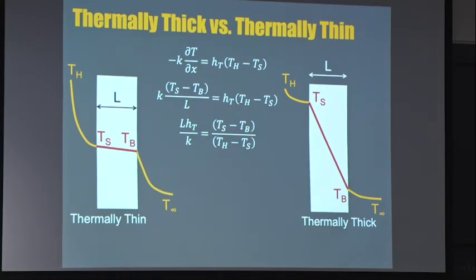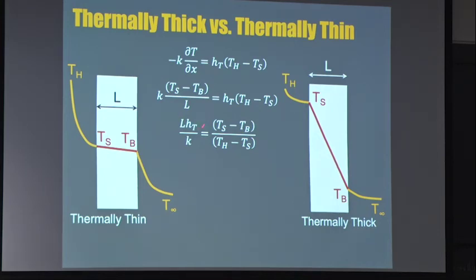A thermally thin material is a material where TS and TB are almost the same when compared to the difference between the outer temperature and the surface temperature. So if most of the change happens in the gas phase and very little in the solid phase, this term here tends basically to a very small number, and that's a thermally thin material. A thermally thick material is the opposite, where effectively the difference of temperatures in the gas phase is very small, and the difference of temperatures in the solid phase is very large. So this number is very large, this number is very small, this parameter basically is very large.